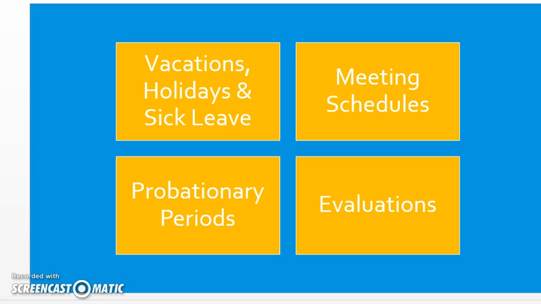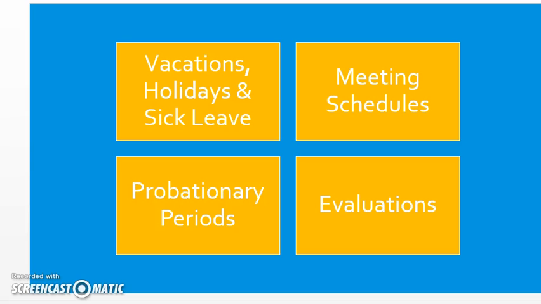Vacations, holidays, and sick leave, making sure you spell out what the staff will have as far as their expectations, and making sure that this is clearly spelled out so that you don't have issues with staff saying that they weren't aware of these policies. Meeting schedules. If you have staff meetings after work on a regular basis, say once a month, you need to make sure this is clearly spelled out and shared with the staff so that there are not any surprises and that the staff can take care of childcare issues that he or she might have.